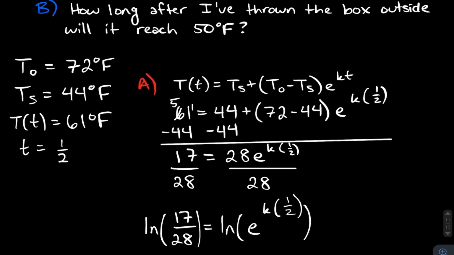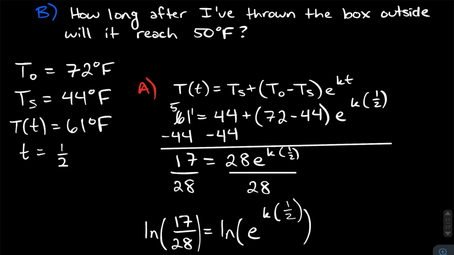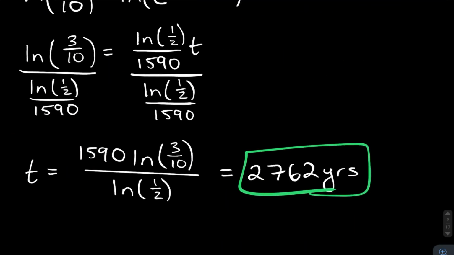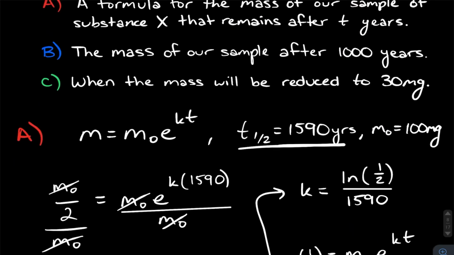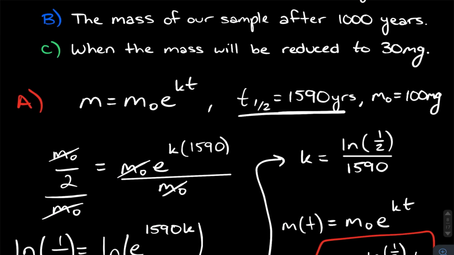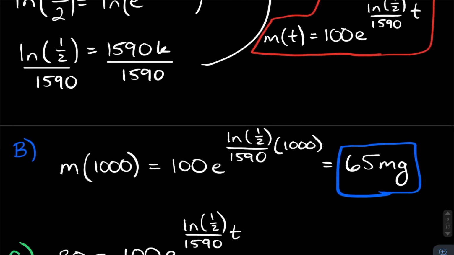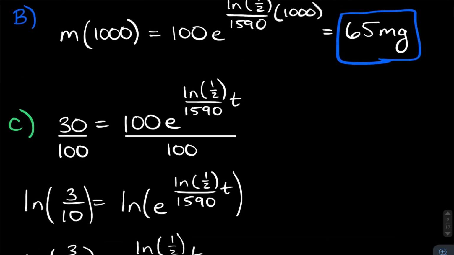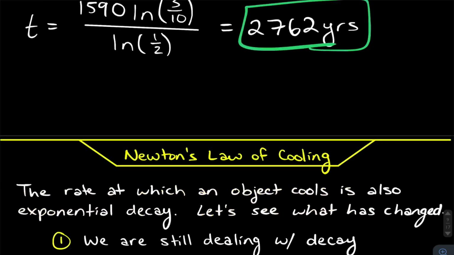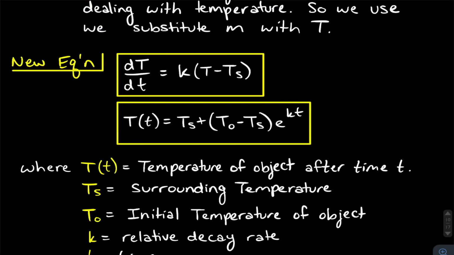Part B says, how long after I've thrown the box outside will it reach 50 degrees Fahrenheit? This problem is the exact same thing as when we did radioactive decay, and it asked in part C, when will our mass be reduced to 30 milligrams? It's going to involve us plugging in for our m of t, or in this case, we're going to be plugging in for our T of t.